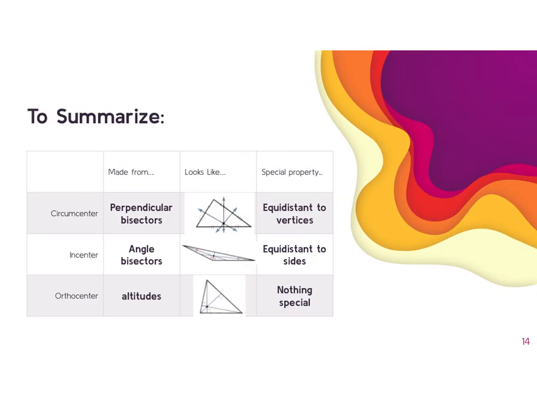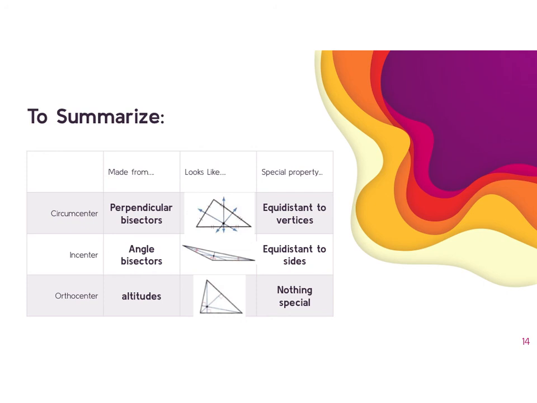All right, let's summarize what we learned here today. The circumcenter is formed by perpendicular bisectors. Looks something like that. And it's equidistant to the vertices. So remember, this is where our circle is outside, and that point is equidistant. The incenter is formed from angle bisectors. Looks similar to that. Remember, this is the one where the circle is on the inside, and it's equidistant to the sides.